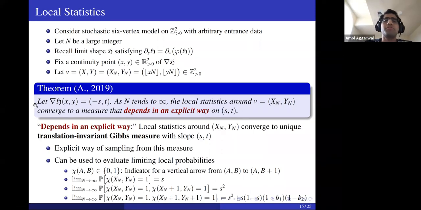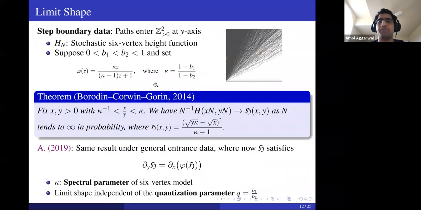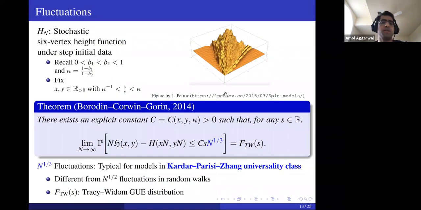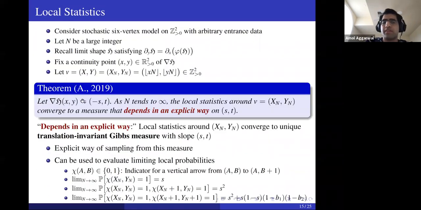The statement is that if I let the gradient of h at x, y be minus s, t, and the reason for the minus s is that you can see from the height function here, this thing is decreasing from left to right, so the gradient in the x direction is going to be negative. I'm undoing the negative to make s positive. Then as n tends to infinity, the local statistics around this v will only depend in an explicit way on s and t.